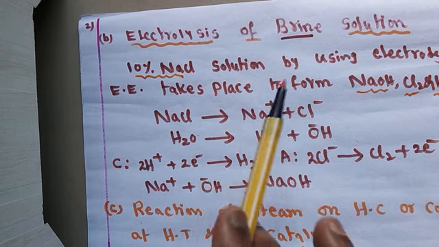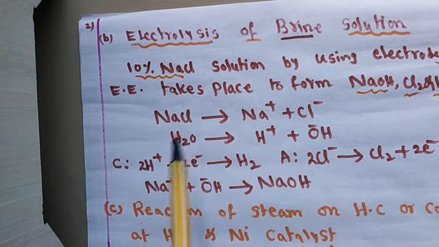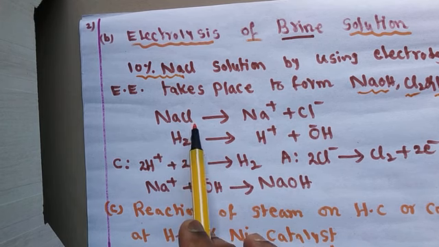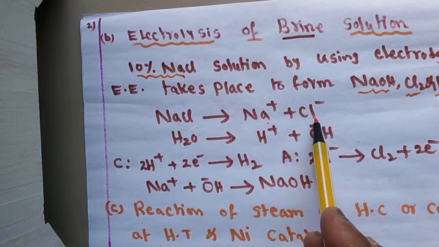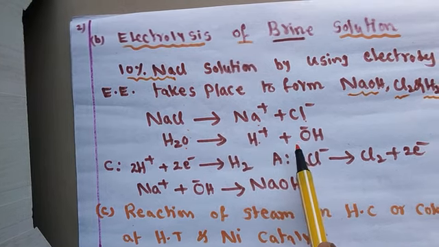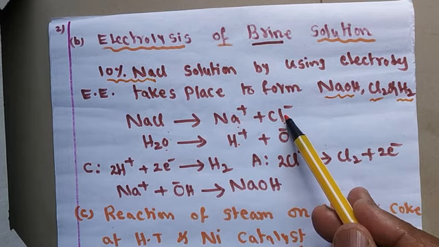So together the solution is formed. Here there is only 10 grams of sodium chloride; the remaining 90 grams is water. That's why, by passing electricity, sodium chloride dissociates into sodium ions and chloride ions, as well as water also dissociating into H plus and OH minus ions. Now here two cations are there, two anions are there.